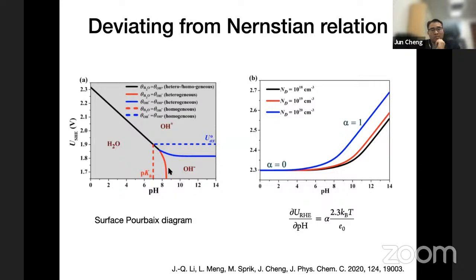And that also causes the deviation from the Nernstian relation at the alkaline condition. In this case alpha equals zero at the acidic condition, and that is the Nernst relation we very often use, but at alkaline condition alpha can go even to one. That basically says the potential is very insensitive to the pH. That's of course because in alkaline condition we form OH radical, right? We go along OH minus, so we oxidize directly to OH radical. There is no proton transfer involved.